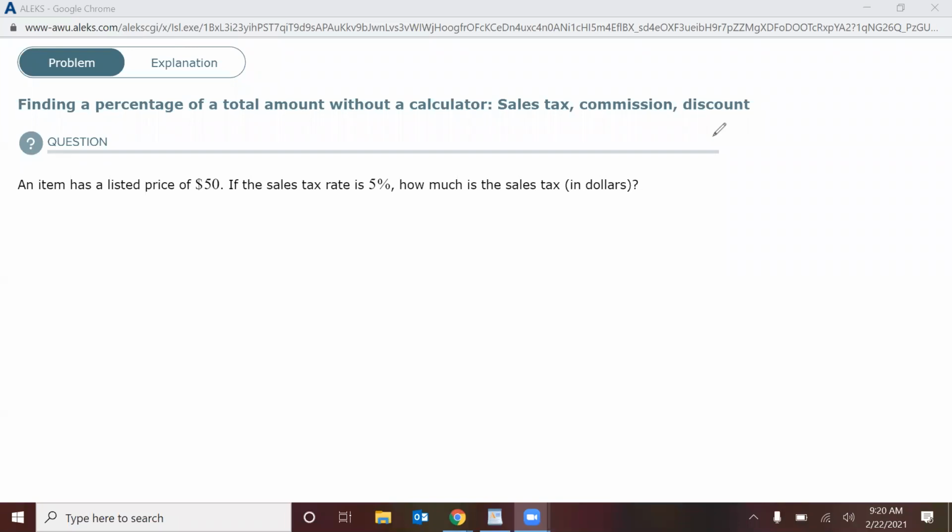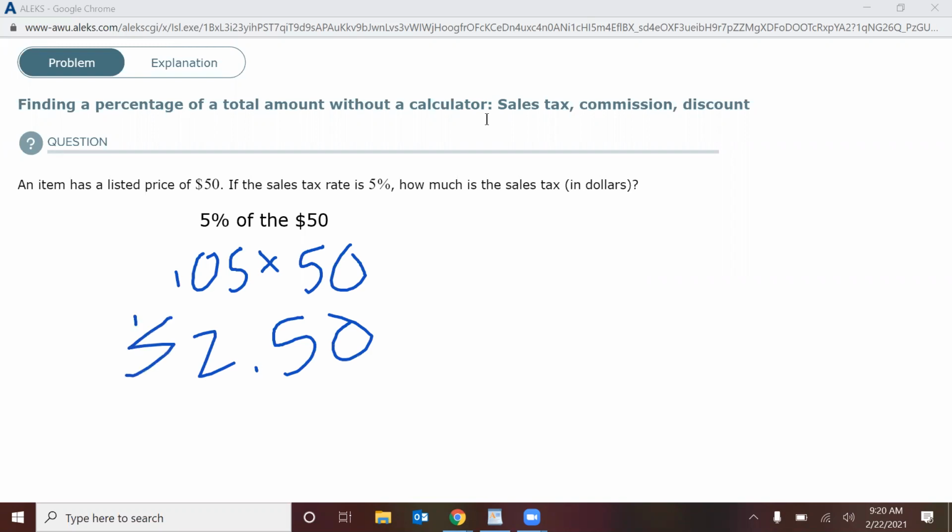So we have a $50 item and tax is only 5%. So how much would you be paying in tax? So I think we can all agree that the tax that we pay is 5% of the $50. So we translate that into math. 5% of $50 is $2.50. That's it. That's all you got to do.